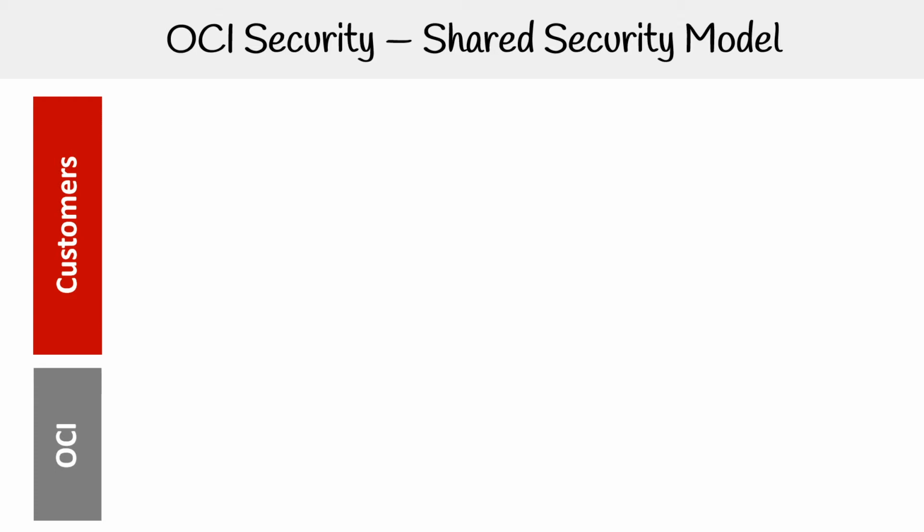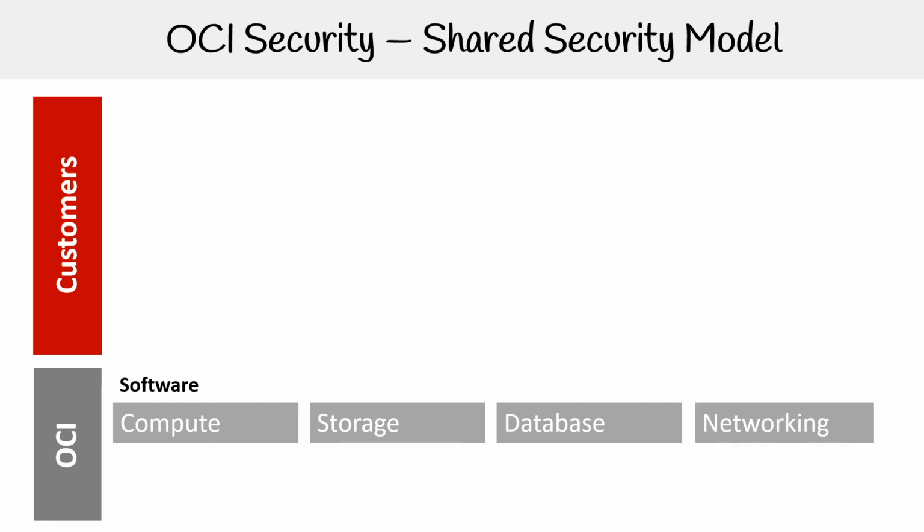So let's take a look at the shared security model. This is a very important concept to understand because it tells you what Oracle is responsible for and what you, the customer, are responsible for in terms of securing your workloads and data. OCI is going to be responsible for all the managed software and services that they offer. That could be compute, storage, databases, and networking. That is not the full spectrum of services, but those are the core four that I always say they are responsible for.